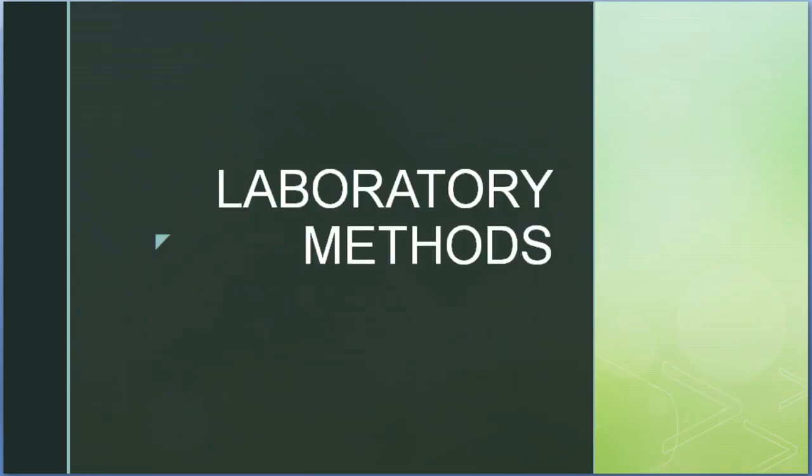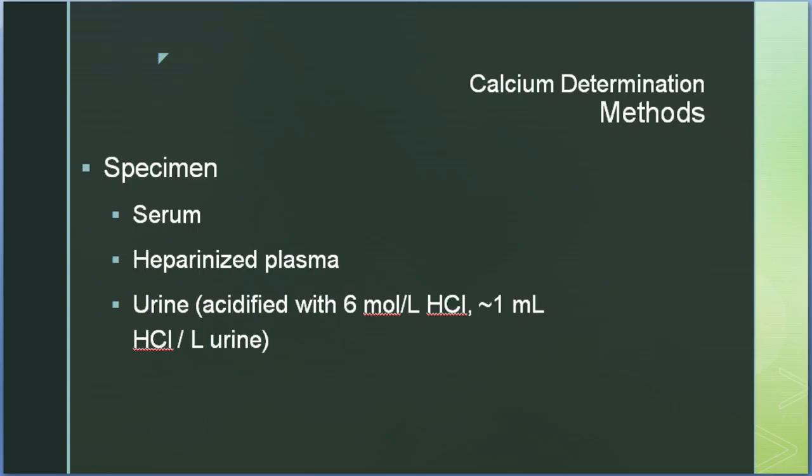Now, let's proceed with the laboratory methods. So for calcium determination methods, we have different specimens that we use. We have serum, heparinized plasma, and urine, which is acidified with 6 mol per liter HCl, approximately 1 ml of HCl per liter of urine.